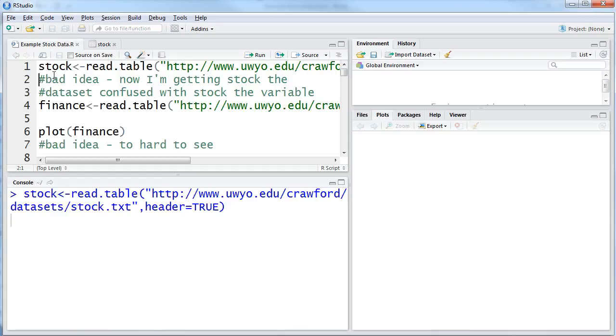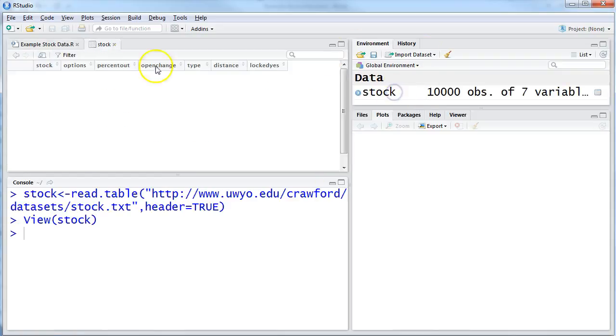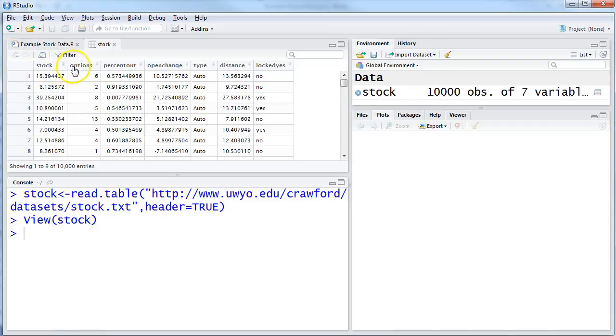But so I started off by reading in the stock data, and this stock data has the price of stocks and the price of the number of options. No, I think that was the price of options. The percent out. I looked up what all these meant at some point, but now I don't remember. It's a made-up data set anyway.